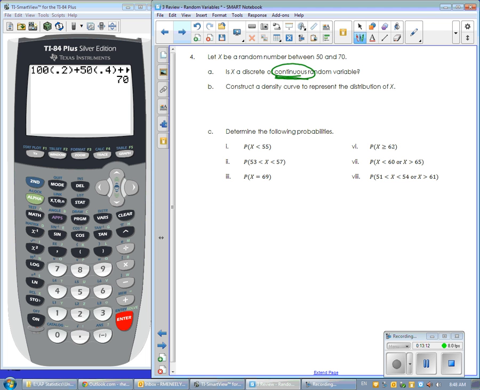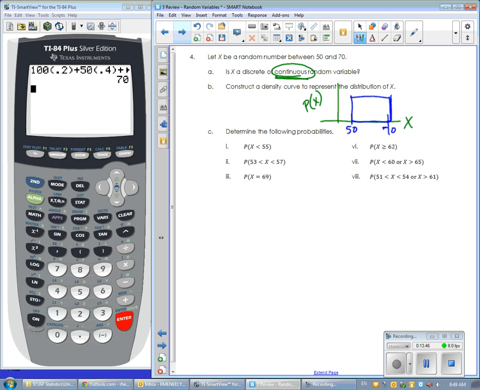And it says to construct a density curve to represent the distribution. So if I'm dealing with x, remember when I do a density curve, my random variable is going to go on the x-axis, and the probability, or the relative frequency, is my y-axis. So if I'm thinking about a number line, and I'm thinking that x can be anywhere from 50 to 70, I'm going to ask myself, are any of those outcomes more likely than the other? Obviously the answer is no. This is what we call a uniform distribution. That's a 70. And so it's basically going to look like a rectangle.